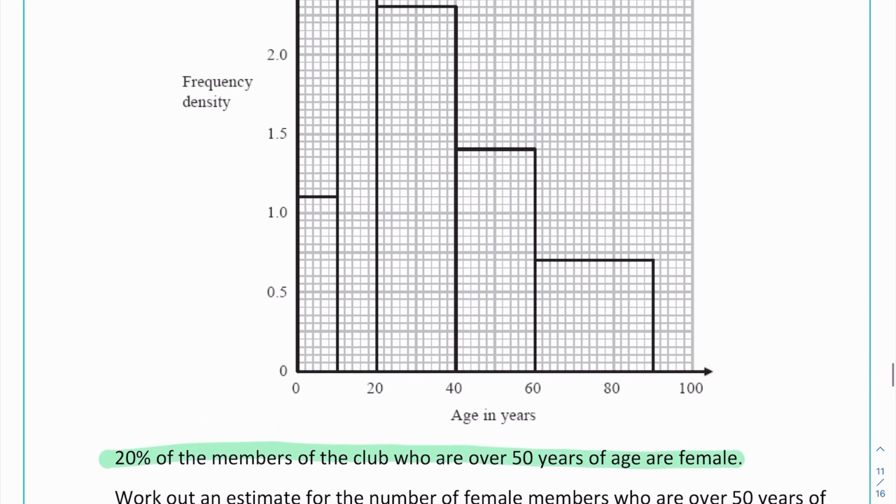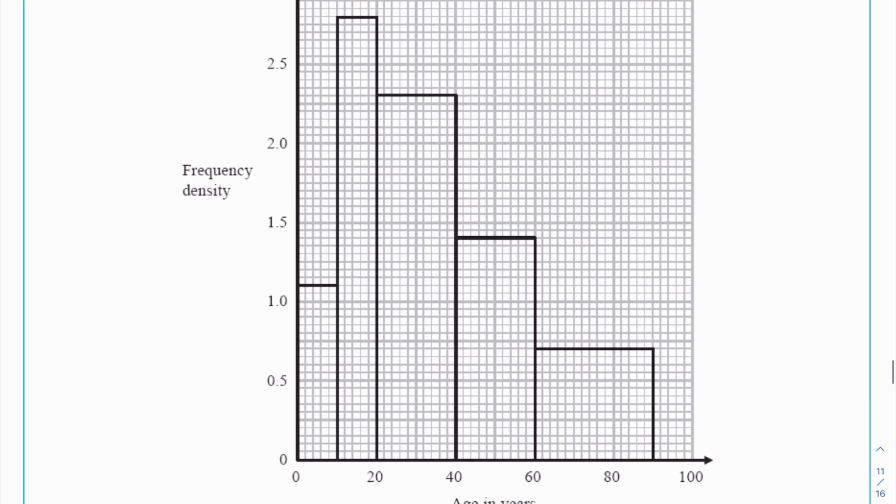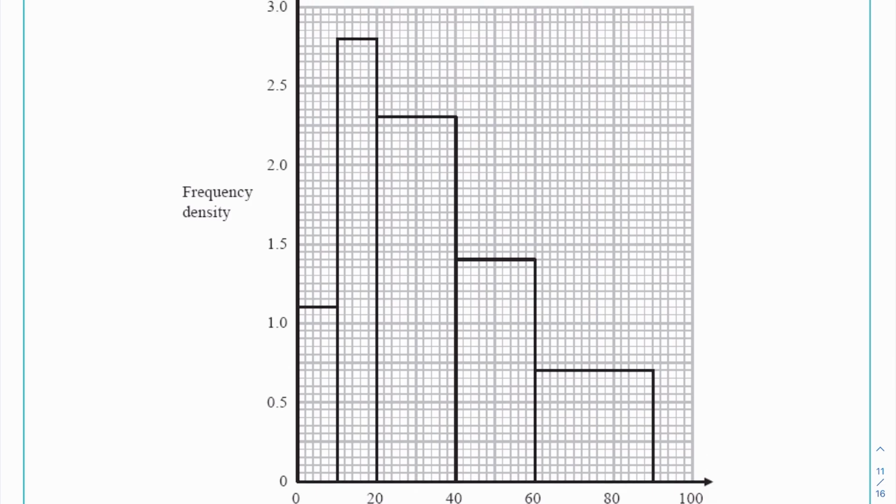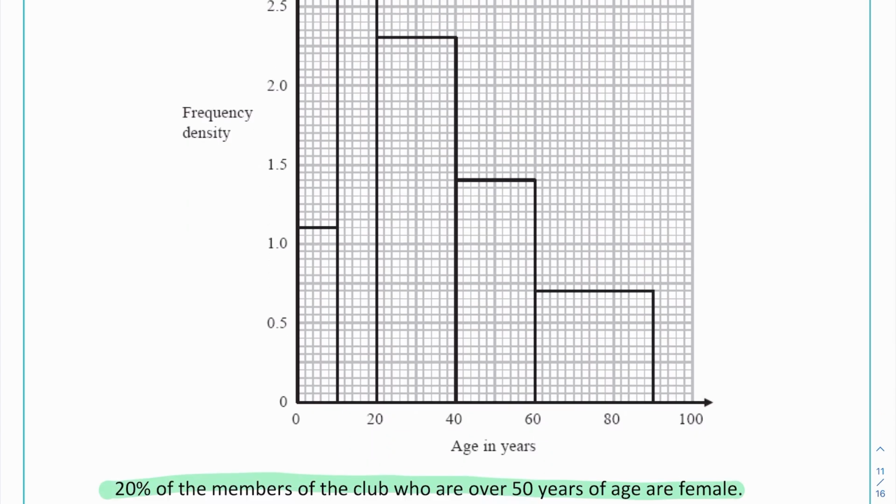So we need to actually have a look at our histogram and actually think about the numbers within each of these bars. So we know the frequency within a histogram is just the area of each rectangle. So I just need to go about working out the area of each rectangle.